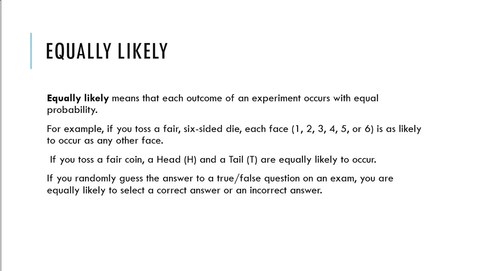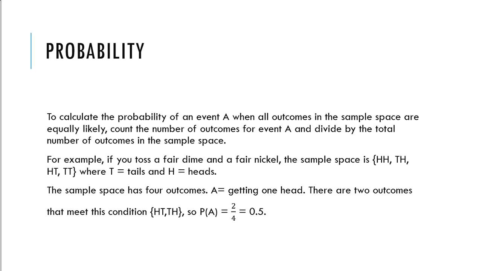Equally likely means that each outcome of an experiment occurs with an equal probability. So think about having a 6-sided die. Each of these sides has an equally likely probability of occurring. Same thing with a coin. It's equally likely that you'll have a head or a tail. And it's like if you guessed on a true-false question on an exam, you have a 50-50 shot of getting the answer right. It's equally likely.